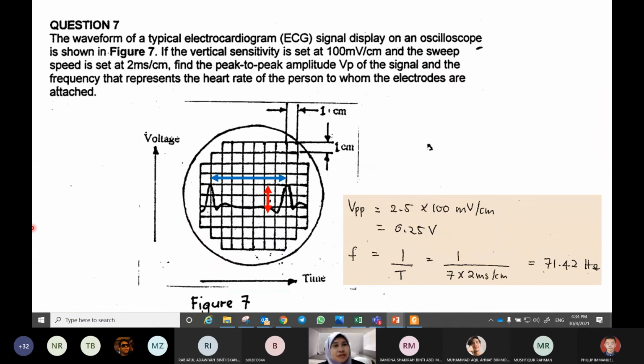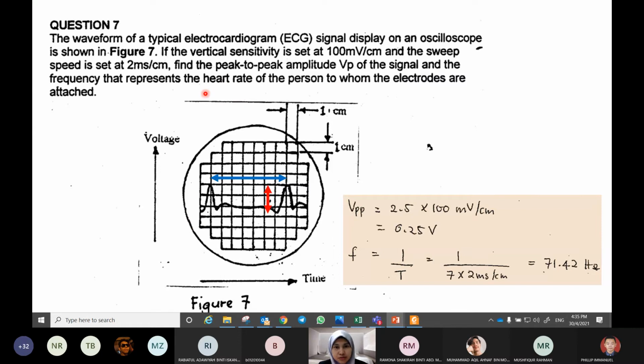Okay, this is number 7. The waveform of a typical electrocardiogram ECG signal displayed on an oscilloscope is shown in figure 7. If the vertical sensitivity is set at 100 millivolt per cm and the sweep speed is set at 2 milliseconds per cm, this is the vertical setting and this is the horizontal setting. Find the peak-to-peak amplitude Vp of the signal and the frequency that represents the heart rate of the person to whom the electrodes are attached.